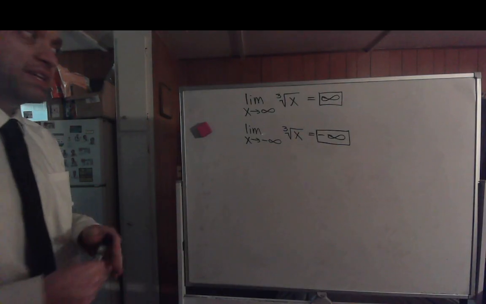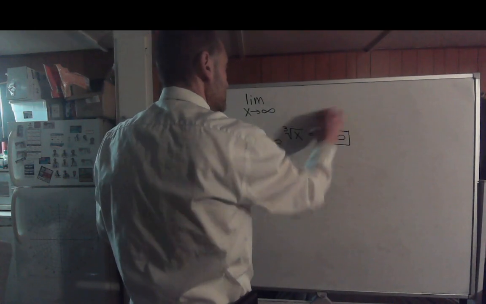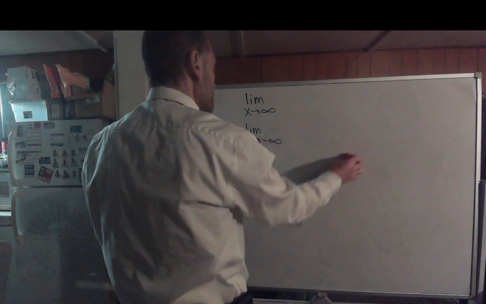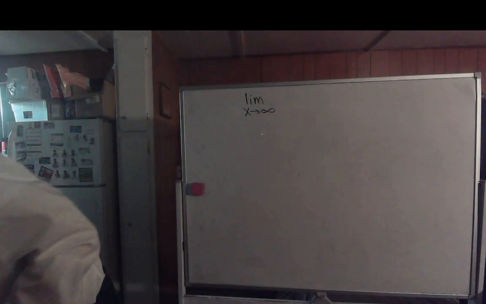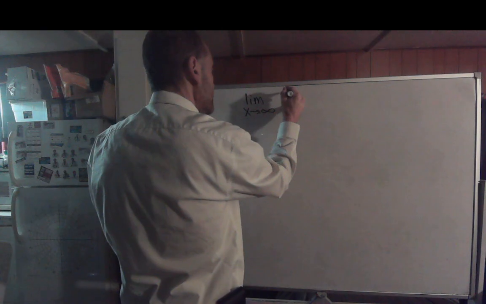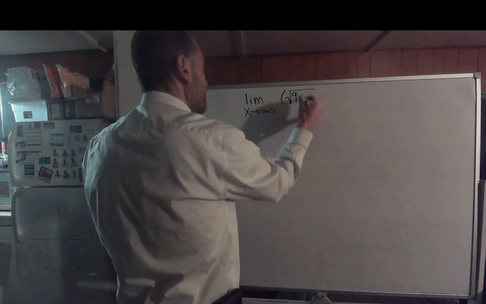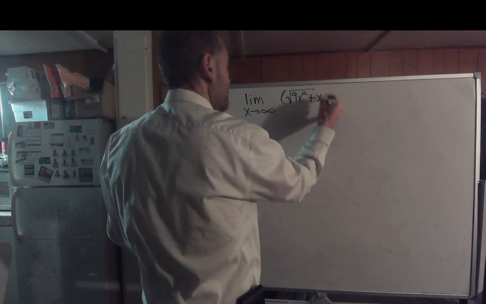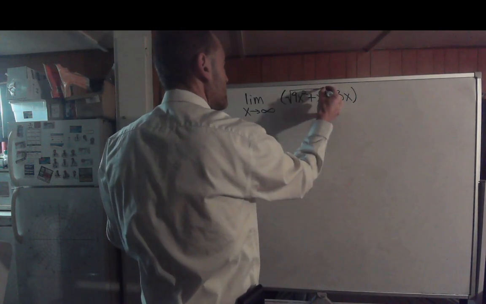Alright, those are easy enough. You're like, why do we even bother with those? Well, let me show you one example of why we bother. Let's say I have the limit as x approaches infinity of the square root of 9x squared plus x, all that minus 3x.